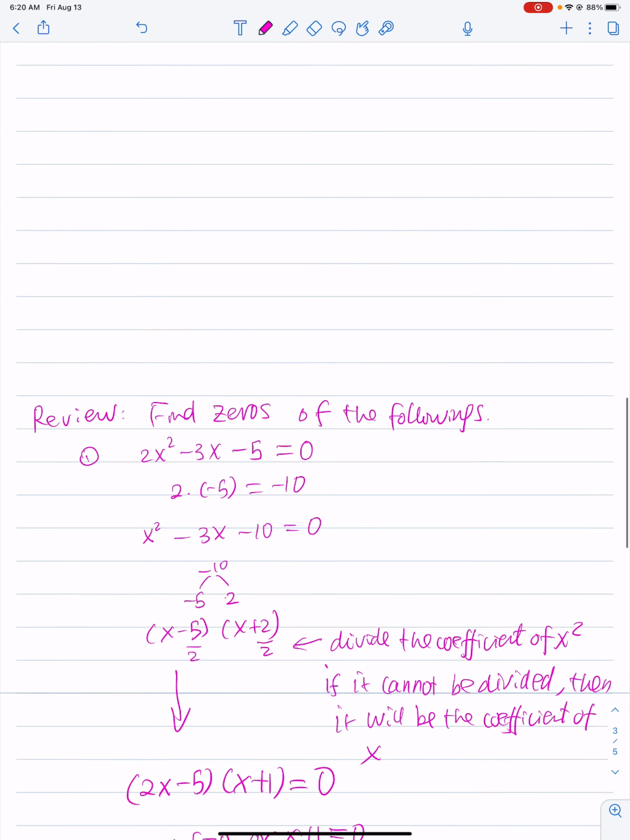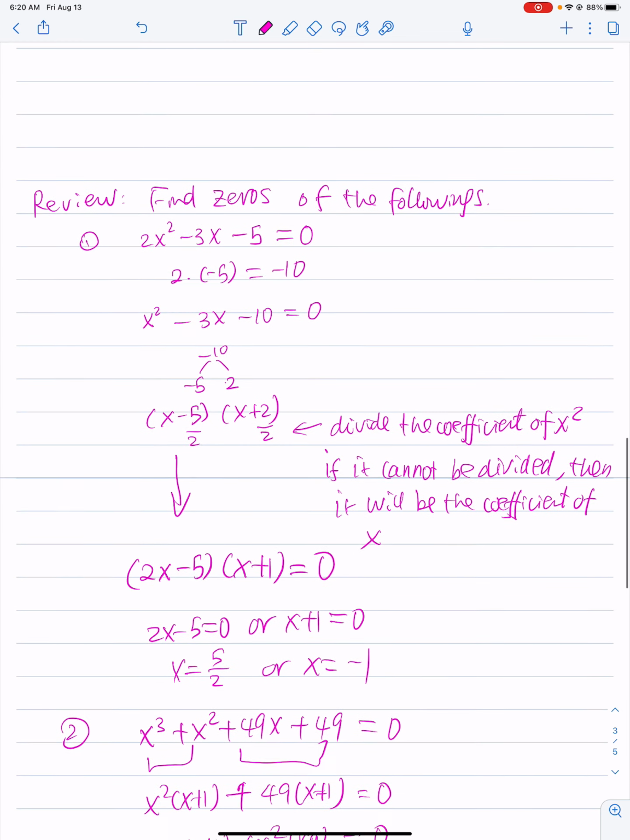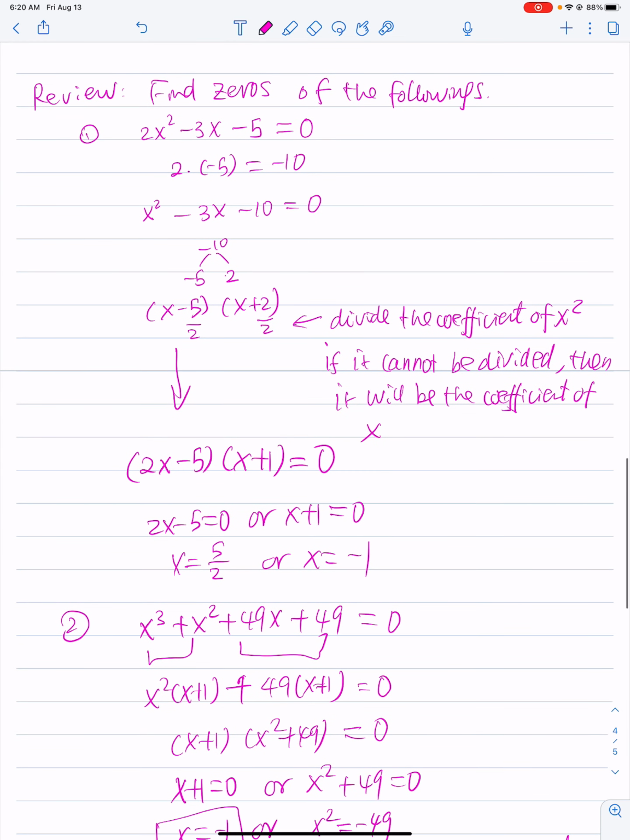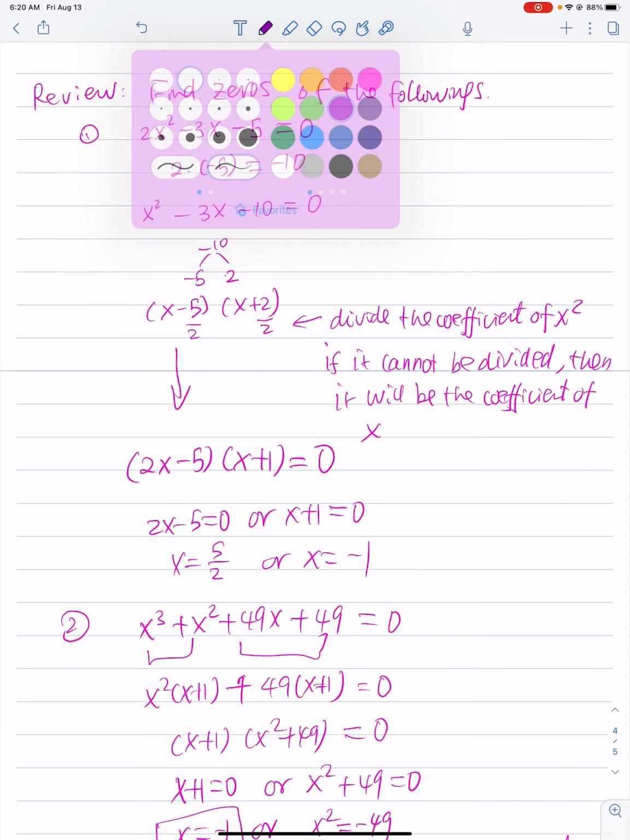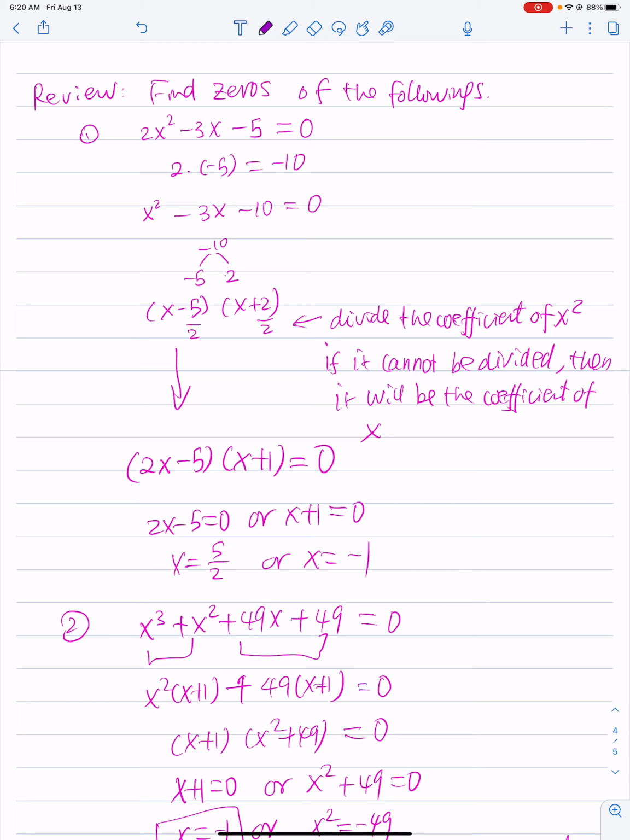Okay, so the next thing, for the sake of your homework, we wanted to review something. It's called find the zeros of the following, yeah? So basically we want to review factoring. 2x squared minus 3x minus 5. So what is the first step? Multiply the leading coefficient with the constant: 2 times negative 5 is negative 10. So you have to rewrite it as x squared minus 3x minus 10.